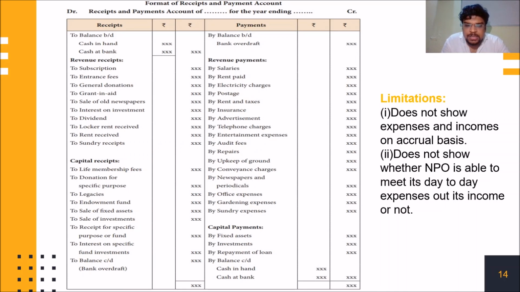Okay, now at the end, we try to balance this account. So if the payment side exceeds the receipt side, then we get balance as overdraft. But generally what happens, the receipt side exceeds the payment side and we get by balance CD, that is the positive or debit balance in cash book or cash at bank, and then we forward this balance to the balance sheet directly. Here I have mentioned the limitation of receipt and payment account, that it does not show expenses and incomes on accrual basis.